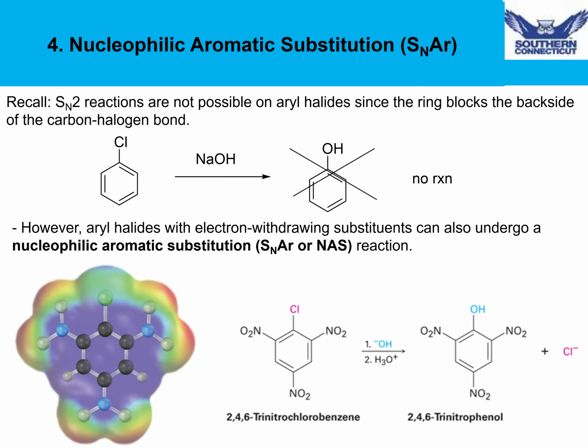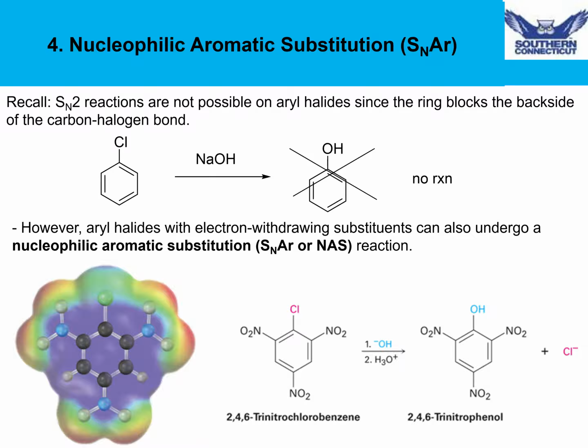Another important reaction involving aromatic rings is called the nucleophilic aromatic substitution reaction. So you might recall from the first part of this chapter that aromatic rings are generally considered nucleophiles, and they can react with electrophiles in the electrophilic aromatic substitution reaction. However, under the right conditions, they can also react with nucleophiles.